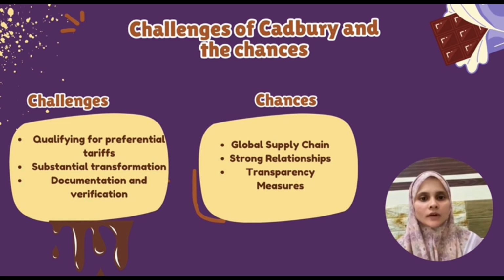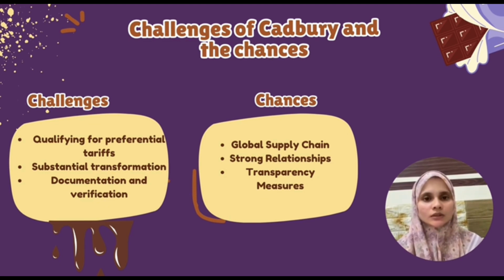Firstly, qualifying for preferential tariff. Malaysia has free trade agreements (FTAs) with various countries. If Cadbury products are manufactured in a country with an FTA with Malaysia, they might qualify for lower or zero tariff. However, meeting the rules of origin under the specific FTA is crucial. These rules define whether a product can be considered originating from a particular country and thus benefits from preferential treatment.